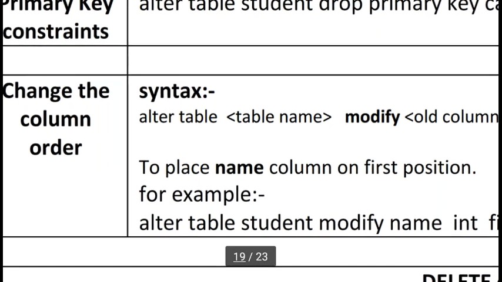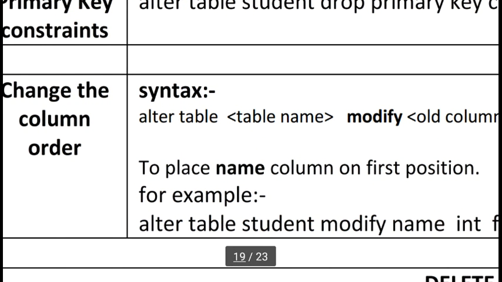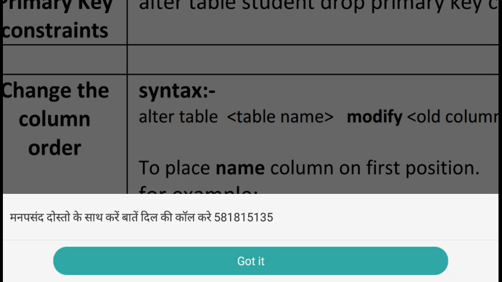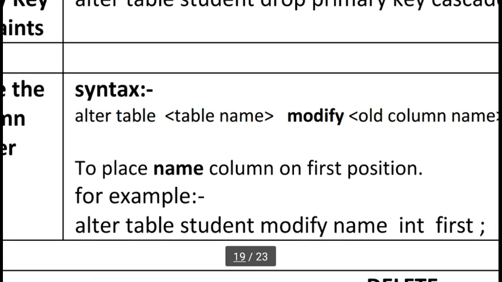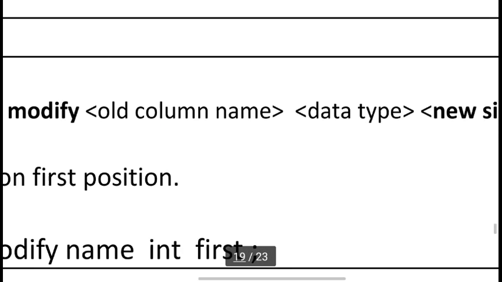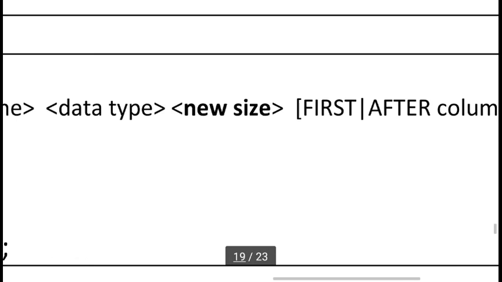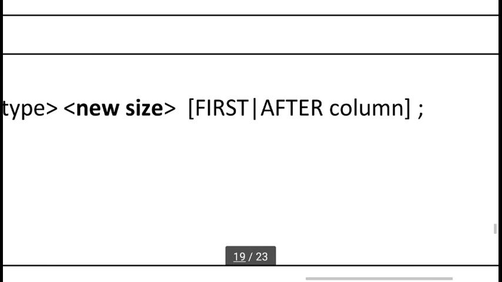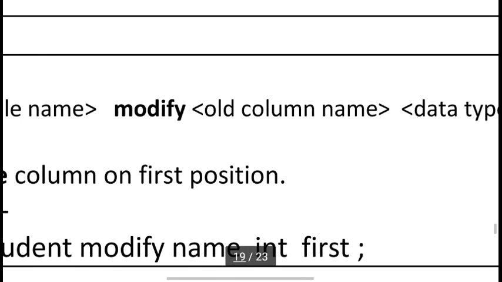Change the column order. We can also shuffle the column order. It is possible with the help of alter table, so this facility is also available. Alter table, table name, modify, old column name, data type, new size, first or after. This is the structure.